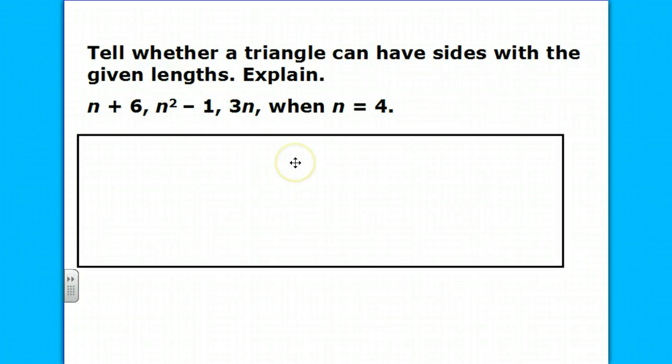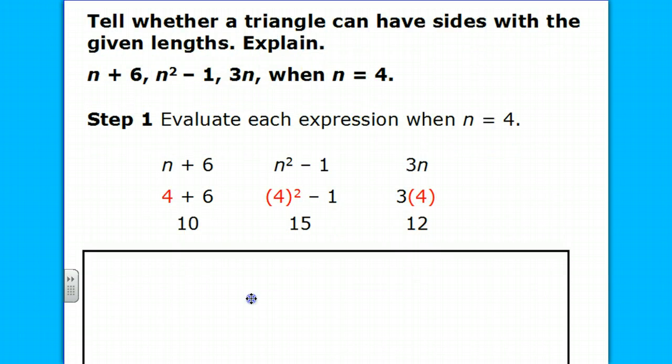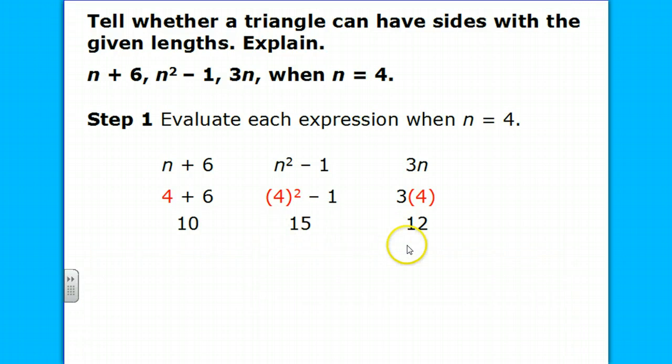Tell whether a triangle can have sides with the given lengths and explain. Ooh, these are fun. Okay, so what are you going to do? Evaluate. Plug in 4. Go ahead and come back and check your work. Okay, so you found that this was actually equal to 10, right? And the second segment is equal to 15, and the third segment is equal to 12. So we had to find those values, and then now we have to test.